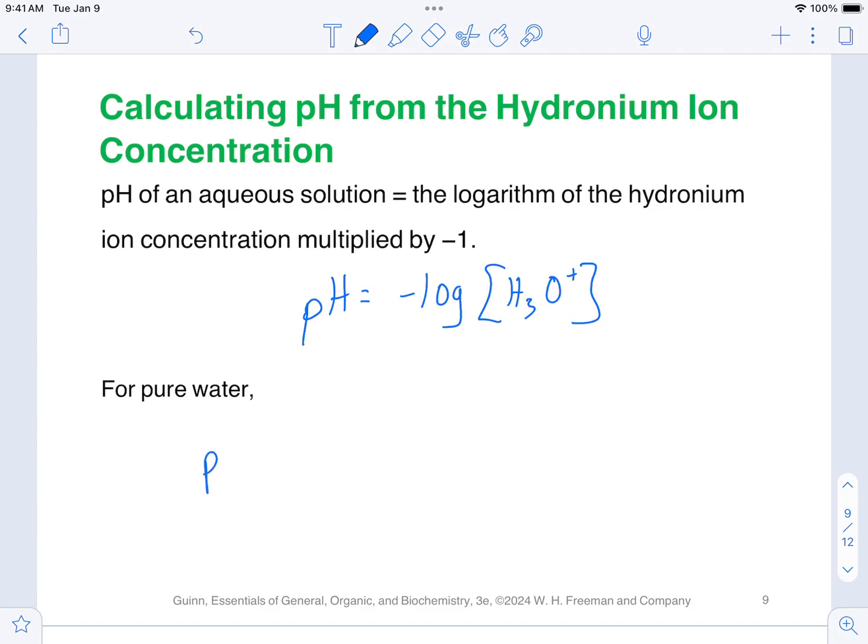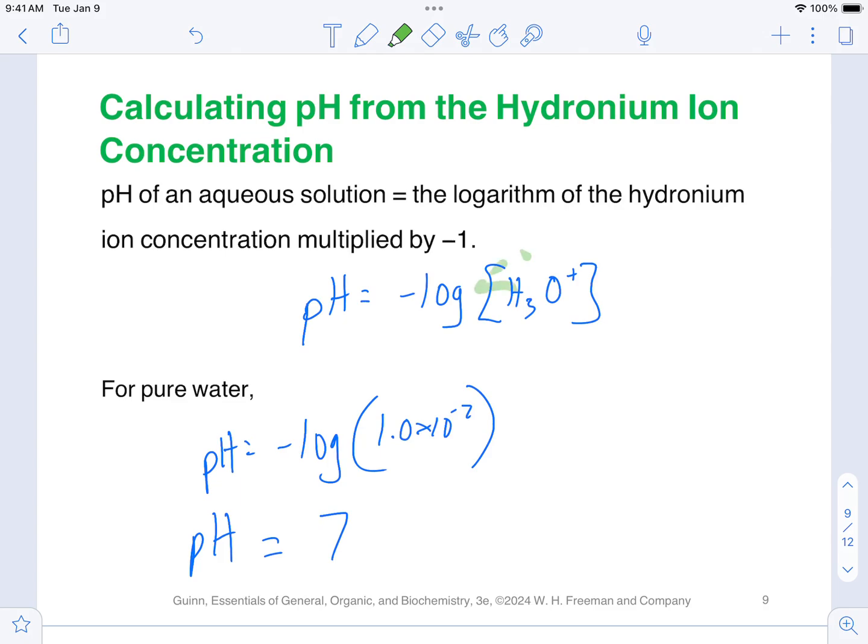If we're looking at pure water, for example, and we know the hydronium concentration is 1.0 times 10 to the negative 7th, which we've said before, and we type that in the calculator, your answer is 7. And the pH of water is 7, so that makes sense. You can maybe see what's happening here. Because your base is a 1, your exponent becomes your answer, and it turns positive because this negative cancels. So really nice when your base is a 1.